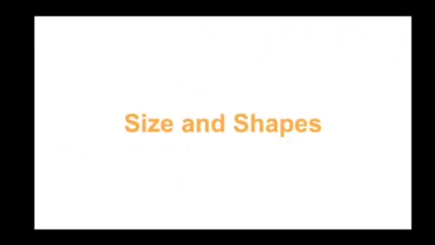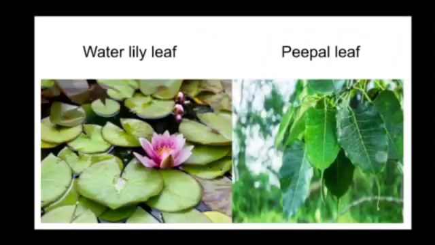Next is on the basis of size and shapes. Some leaves are big like papaya and lotus, and leaves are small like neem and turmeric leaves. Banana leaves are broad and long. Lotus and water lily leaves are big and round. Peepal leaves are heart-shaped. And the leaves of guava tree are oval in shape. There are some leaves which are hand shaped, some are spear shaped and some are needle shaped. So different leaves have different size and shape.